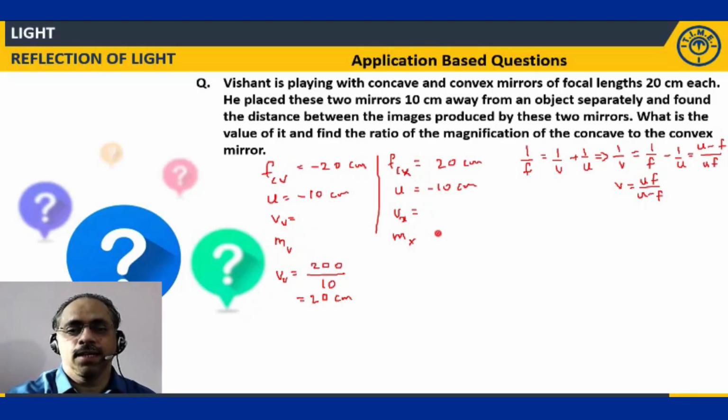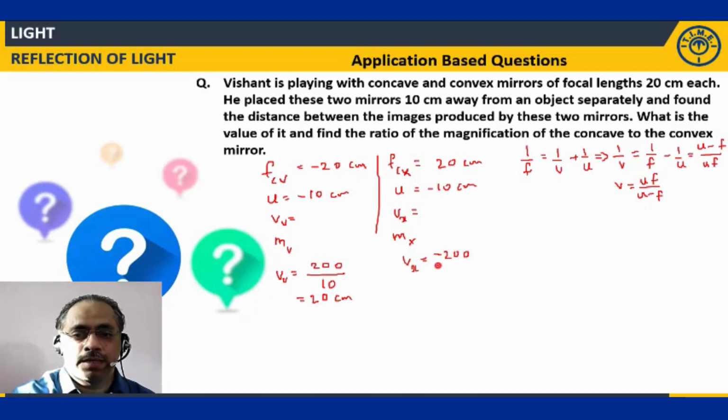Now in this case, let us go with the same thing. Let me write Vx is equal to the same formula, UF by U minus F. What is UF? UF is nothing but minus 10 into 20, so it is minus 200, divided by U minus F. So minus 10 minus 20, which is minus 30. So it will become 20 divided by 3. This is also positive. This is 20, this is 20 divided by 3.